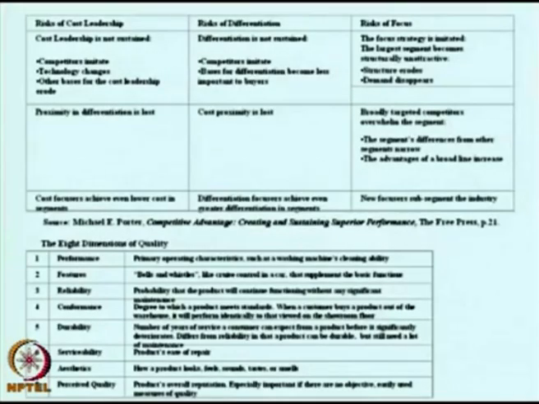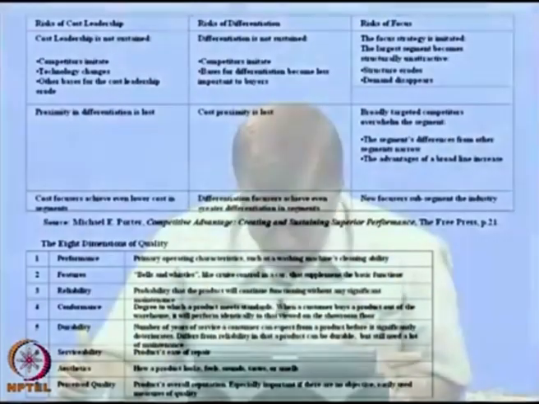The last one, perceived quality, the product's overall reputation, is especially important if there are no objective, easily used measures of quality. So, suppose you take a product and you find that the competitor's product and this product, you are not able to quickly make out the differences. Then what is going to happen? Then the brand name of the competing products will try to tell you how you can make a quality comparison of product A with product B.